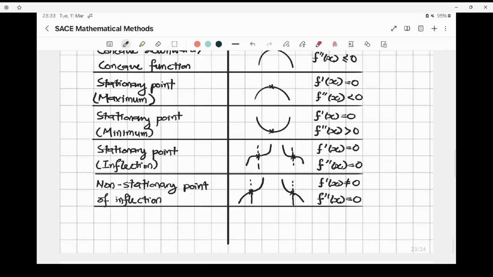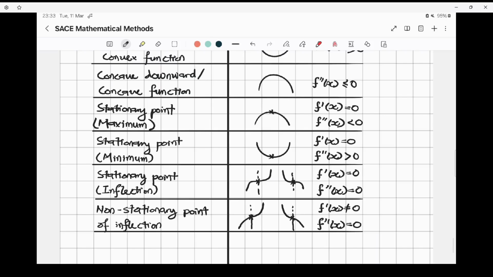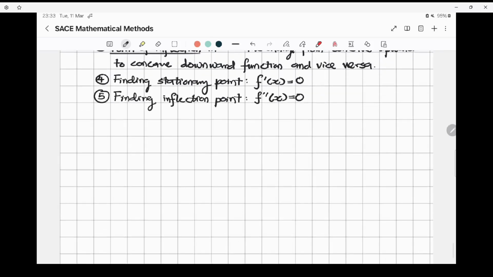As I also show here, for a maximum point, your f double prime x is smaller than 0. This is also what we call the second derivative test. So probably I should put it here. Second derivative test.